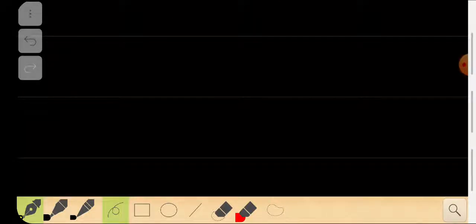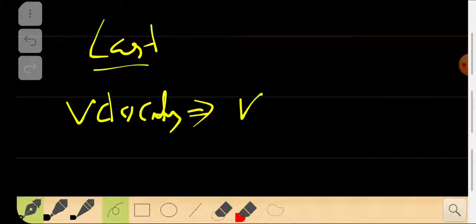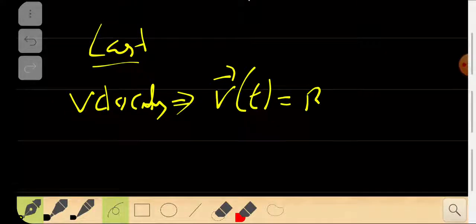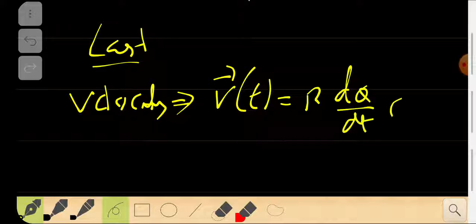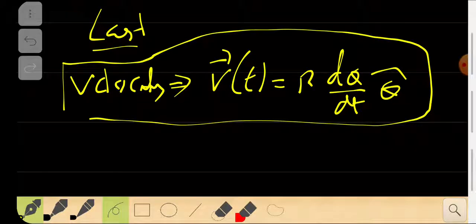So last time we found out the velocity vector, which was v of t, a function of time, equal to r times d theta by dt in the theta cap direction. So that was the velocity vector we found. You have to go back to lecture 107.1. If you haven't watched it, you have to go through that to understand where it came from. So we derived all of them.